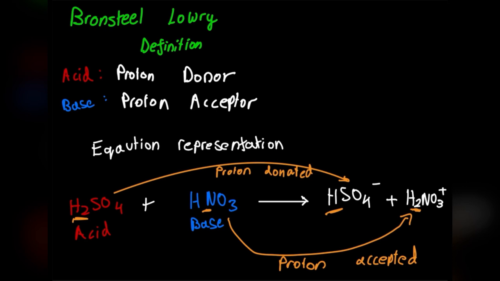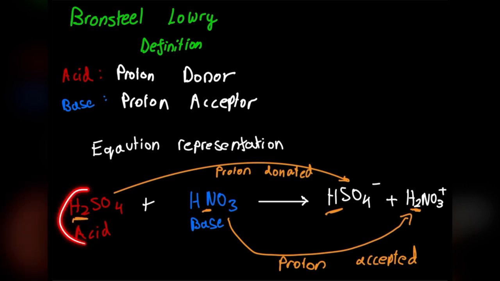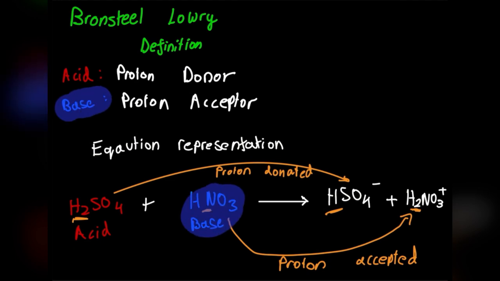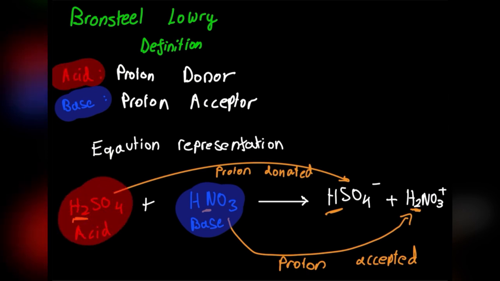Because of this, we can infer that since this is doing the donating, this is in fact the acid, and since this is doing the accepting, this is in fact the base, meaning that our base is HNO3 and our acid is H2SO4, hence the Bronsted-Lowry definitions.